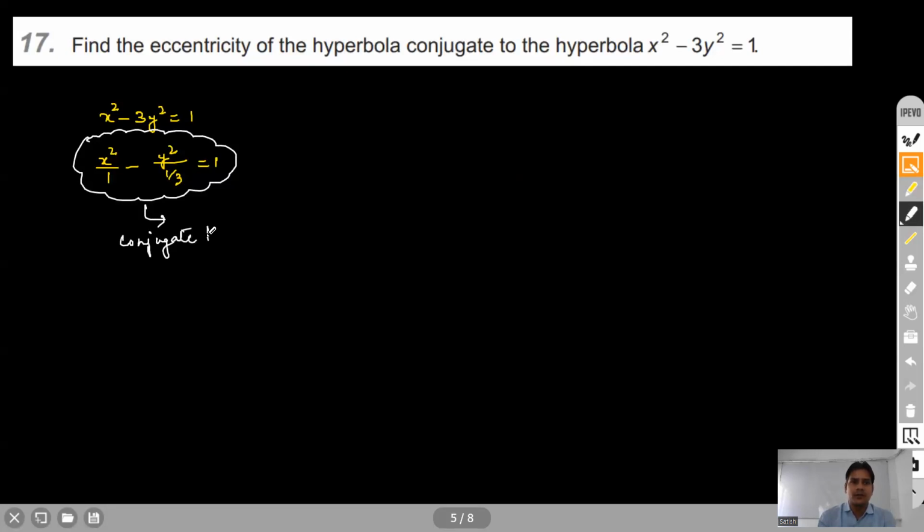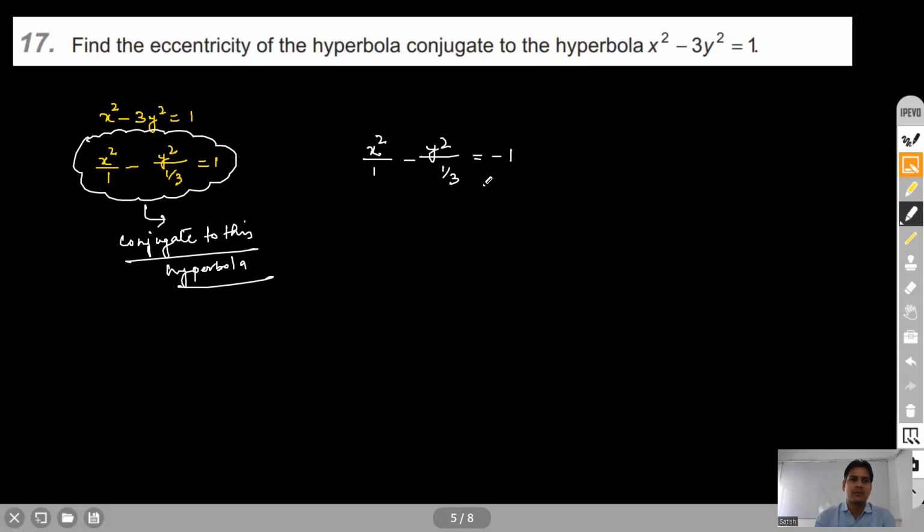Conjugate to this hyperbola. What will be the equation of that hyperbola? The equation of that hyperbola will be basically x square upon 1 minus y square upon 1 by 3 is equal to minus 1, right? Earlier it used to be plus 1, now it will become minus. So I hope this conjugate thing is known to all of you, right?